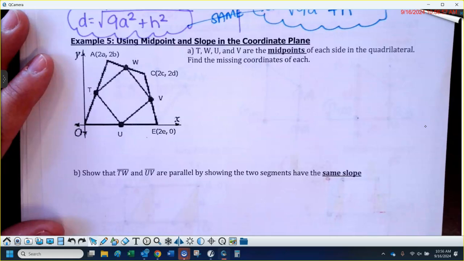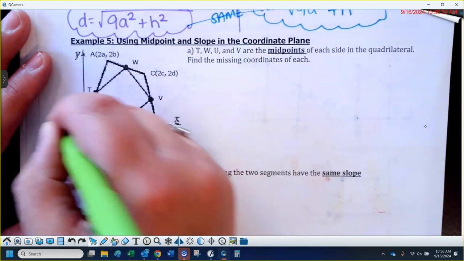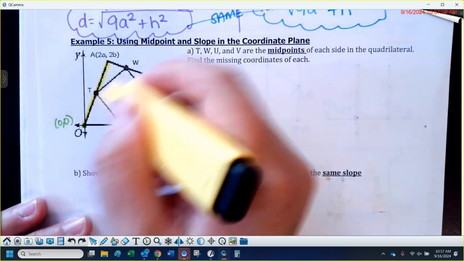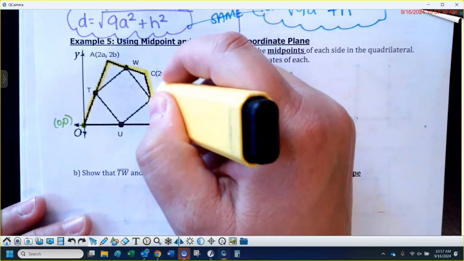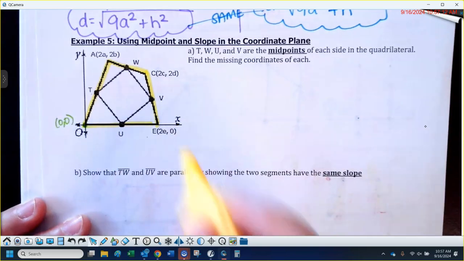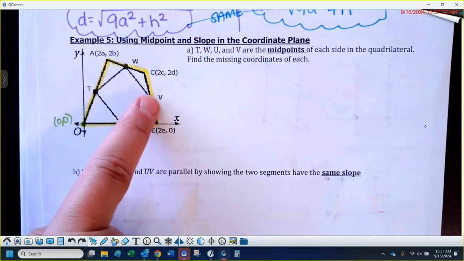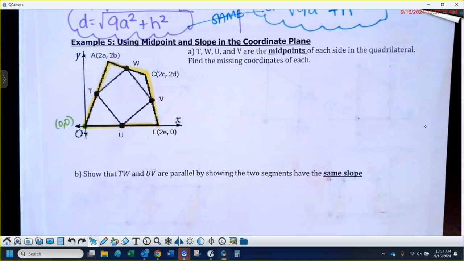You do have the point O, which is your lovely origin there. Now, they give you the coordinates. I'm going to just outline this real quick. They have a quadrilateral here. So it's A, C, E, and then the origin. So that's your quadrilateral there. And it tells you the T, the U, the V, and the W. Those are midpoints of each side of that lovely quadrilateral.